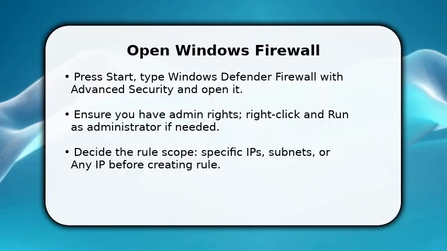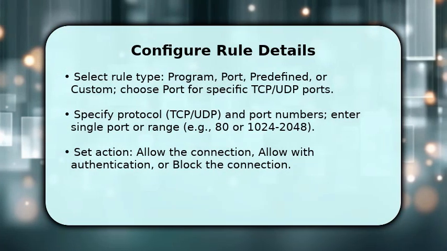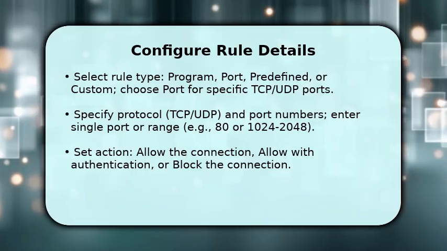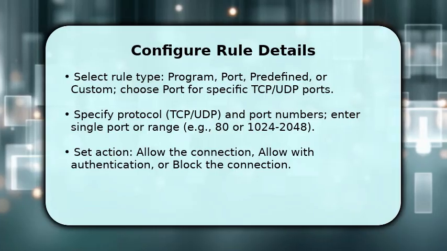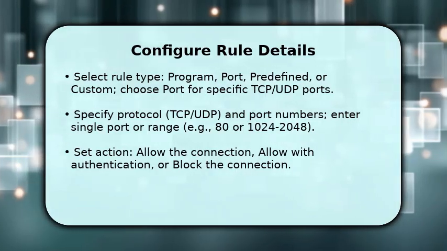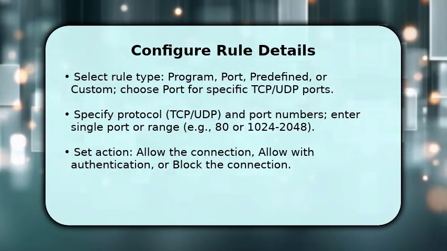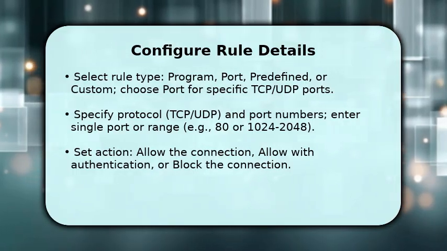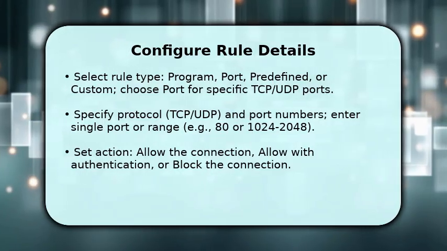Now click New Rule on the right to start the wizard and pick the rule type. Now you configure the detailed options in the new Inbound Rule wizard so the rule behaves correctly. Select the type: program, port, predefined, or custom. If you pick port, specify TCP or UDP and enter a single port or a range like 1024-2048. Once done, choose the action: allow the connection for trusted services, or block to deny.